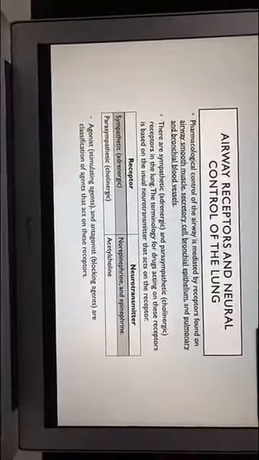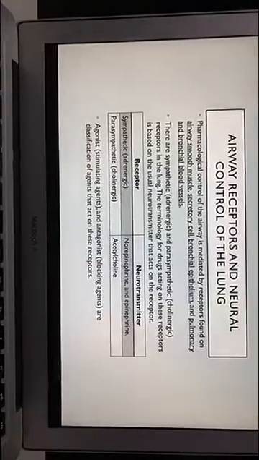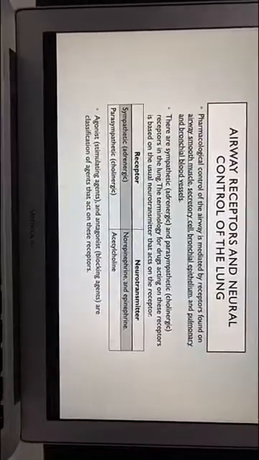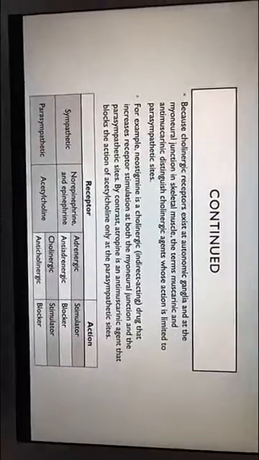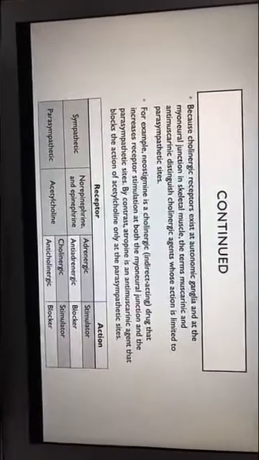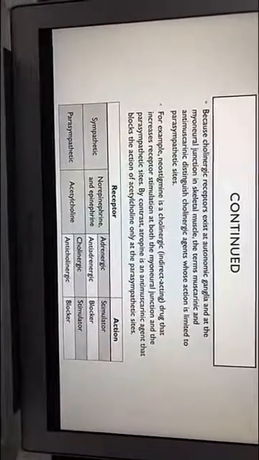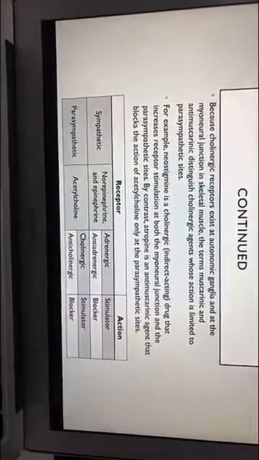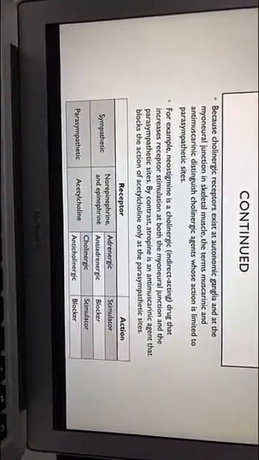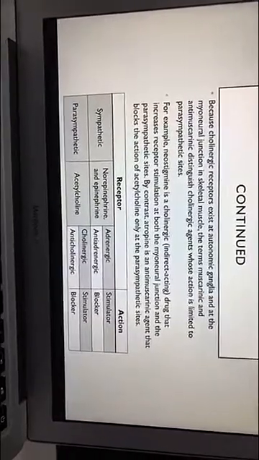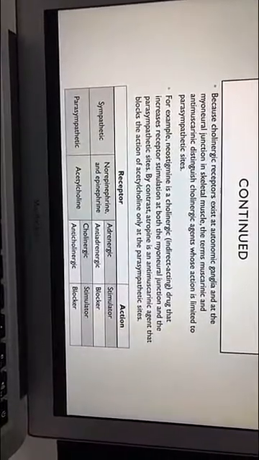There are two terms, agonists and antagonists: agonists as stimulating agents and antagonists as blocking agents, a classification of agents that act on these receptors. The terms muscarinic and antimuscarinic distinguish cholinergic agents whose action is limited to parasympathetic sites. For example, neostigmine is a cholinergic drug that increases receptor stimulation at both sites, the myoneural junction and the parasympathetic site. By contrast, atropine is an antimuscarinic agent that blocks the action of acetylcholine only at the parasympathetic site.